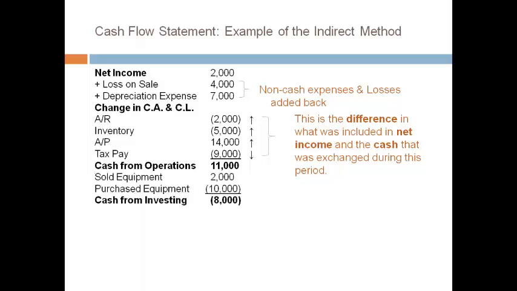The investing section shows the cash amount of purchases and sales of long-term assets. These two amounts are not netted. We computed these numbers by considering the changes to each non-current asset account.